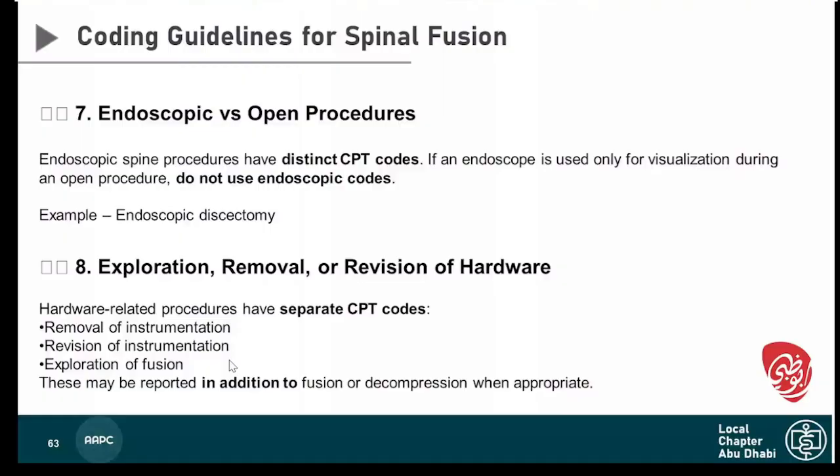Then comes exploration, removal, or revision of hardware. If a patient is readmitted for the removal of a cage or removal of rods due to some complications, we have a separate CPT code for removal or revision of hardware. So assign the appropriate CPT code.